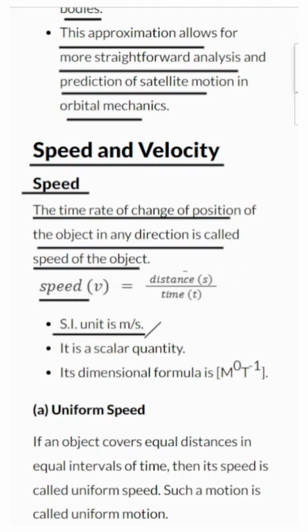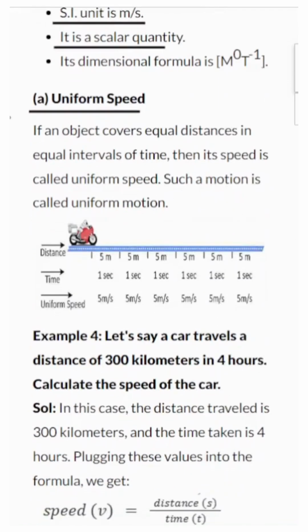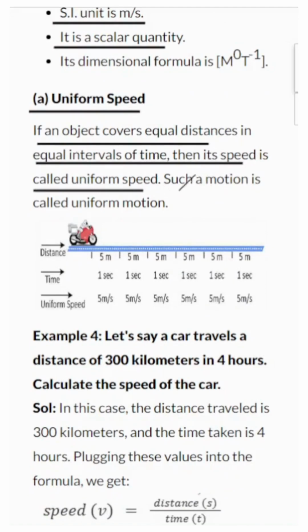The standard unit we use to measure speed is meters per second, m/s, and it's a scalar quantity, which means it has only a magnitude, not a direction. Uniform speed. Now, let's talk about uniform speed. When an object covers equal distances in equal intervals of time, we say it's moving with uniform speed, and this type of motion is called uniform motion.